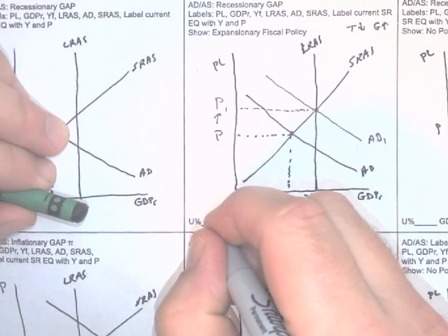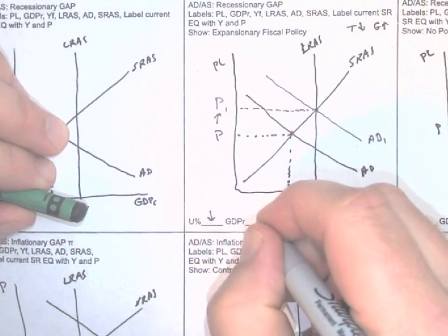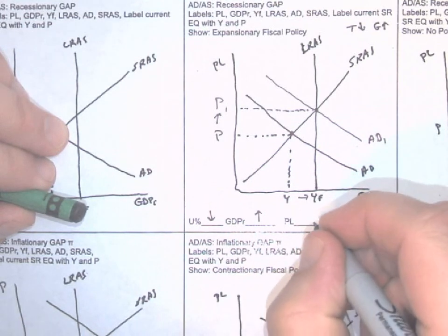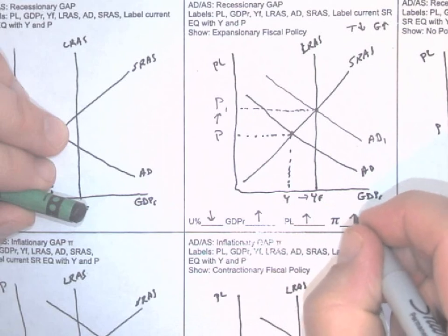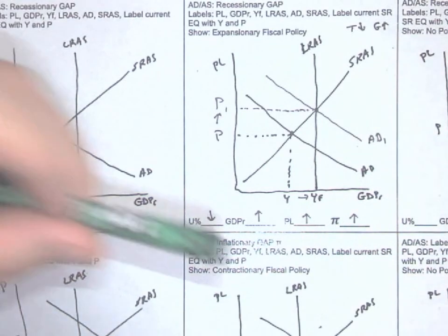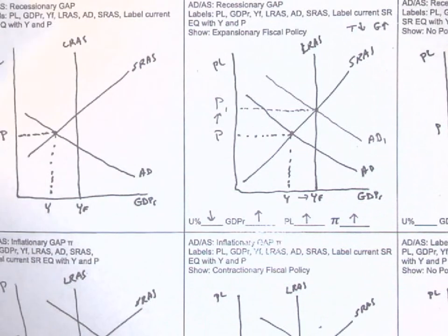So unemployment is going to end up decreasing, which is a good thing. GDP is going to be going up because workers are getting back to work. It's going to cause price levels to go up, and that's also the same thing as inflation. So that's where we're going to tell our story right there. So we have a recessionary gap, we'd use that fiscal policy.